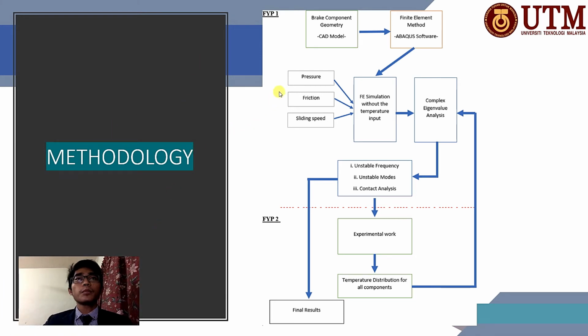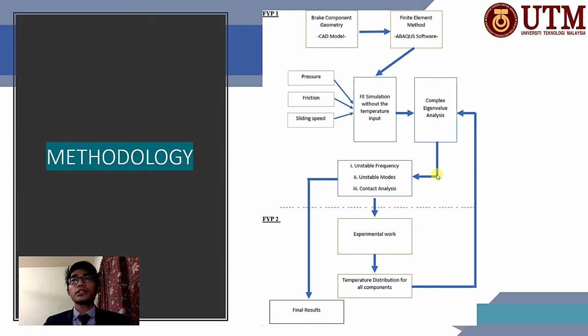The methodology is divided into two parts, which is for FYP1 and FYP2. During the FYP1, I completed the CAD model of brake assembly by using SolidWorks. Next is the finite element method in the Abaqus software, and the complex eigenvalue analysis is done without the temperature input. And these are the parameters that I use to simulate the finite element model. There are pressure, friction, and also sliding speed.